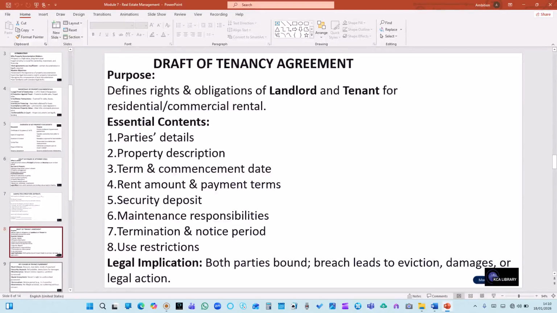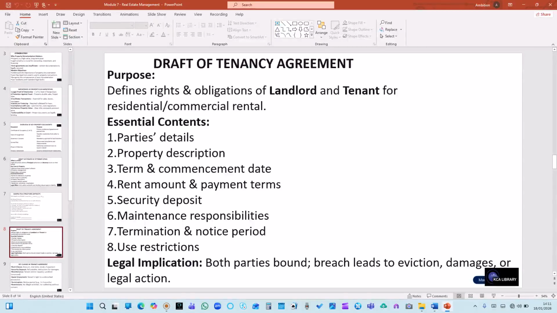Now let us look at the draft of tenancy agreement. Let us look at the purpose. The purpose is that it defines rights and obligations of landlord and tenant for residential and commercial renters. Essential content in a tenancy agreement includes the party details, the property description, terms and commencement date, rent amount and payment terms, security deposit, maintenance responsibility, termination and notice period, as well as use restriction.